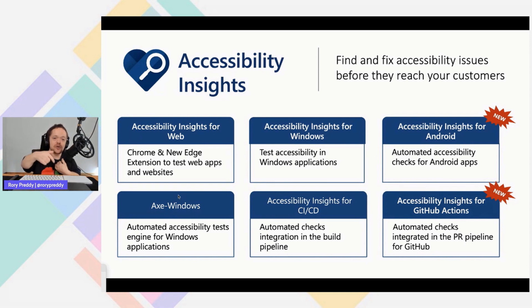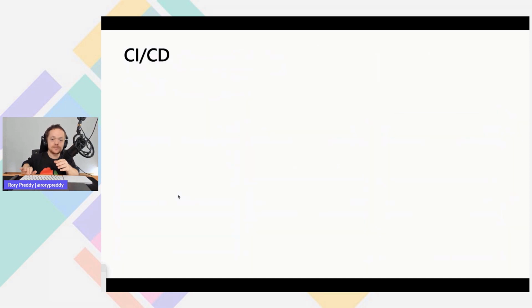And now you can also use Accessibility Insights. It's a Chrome and Edge plugin, and you can also run it standalone, which is really exciting. We just launched also the Accessibility Insights for GitHub Actions. I'm going to show you a nice Azure DevOps demo coming up soon.